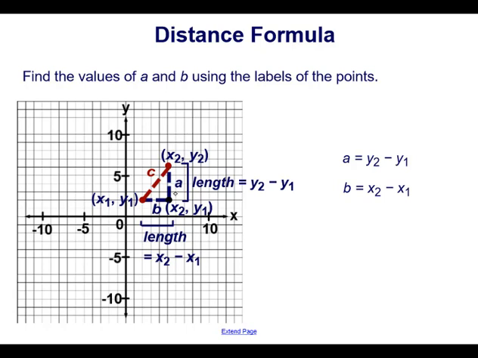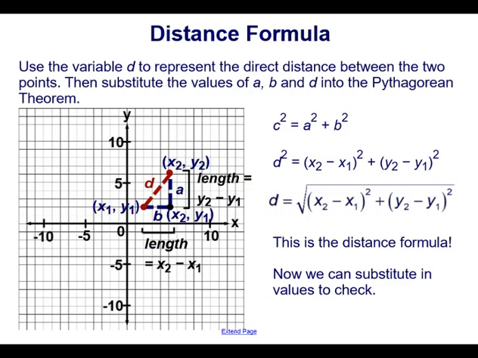So the value of A is going to be the difference between the 2 vertical or y values, the vertical length, so that equates to y2 minus y1. So A equals y2 minus y1. And B is again the horizontal distance, so the difference between the x values, which is x2 minus x1. So B equals x2 minus x1. Again, we're being very broad, very general. We're not using the specific numbers here, but we're using the labels we gave our points.